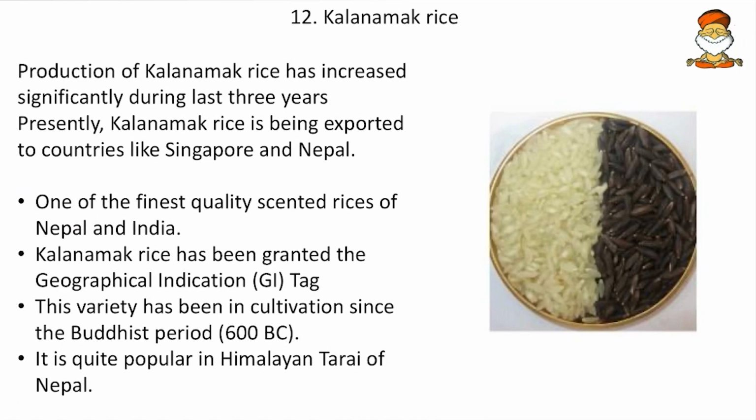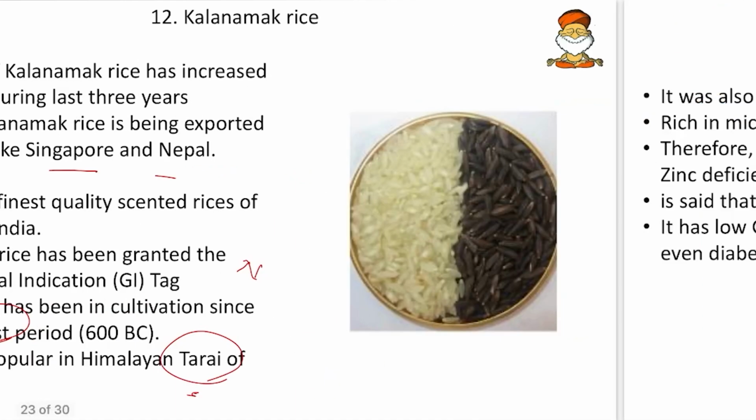Then come to next, the Kalanamak rice. So here the production of Kalanamak rice has increased significantly during the last 3 years, and presently Kalanamak rice is being exported to countries like Singapore, Nepal, etc. Then Kalanamak is one of the finest quality scented rices of Nepal and India, and Kalanamak rice has been granted the geographical indication tag for Nepal. So the Nepal GI tag, not India. Then this variety has been cultivated since Buddhist periods. So long back it has been cultivated, and it is quite popular in the Terai region. So mark it as important.